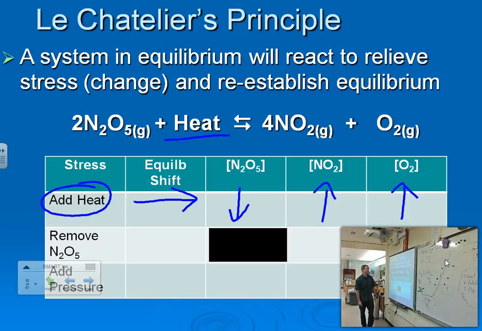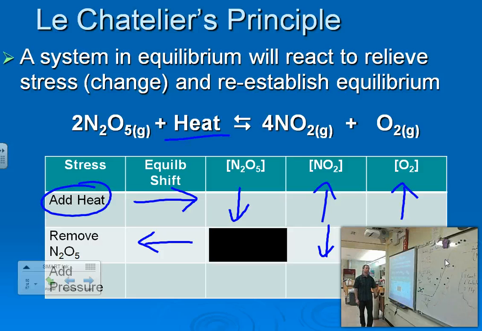Okay? If we removed N2O5, so again, think back to the simulation we just looked at. A and B, so I removed A, the system shifted to replace what I removed. So if I take N2O5 away, the reverse reaction favors the production of that. So the equilibrium here will shift to the left, as now my products make more reactants to replace that removal. And so my concentrations of both of my products, NO2 and O2, will go down.